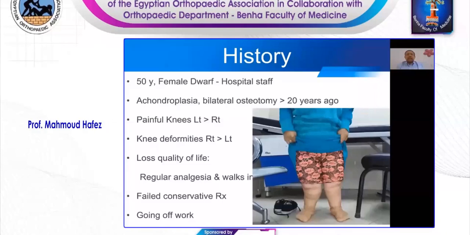At the time of presentation, she had painful knees. Luckily, she had more pain on the left side, which is less deformed than the right side, so I had to deal with the less difficult one first. She lost quality of life. She was taking regular analgesia, she was walking indoors, and she started getting off work, and her conservative treatment had failed. So we had no options apart from going for intervention.